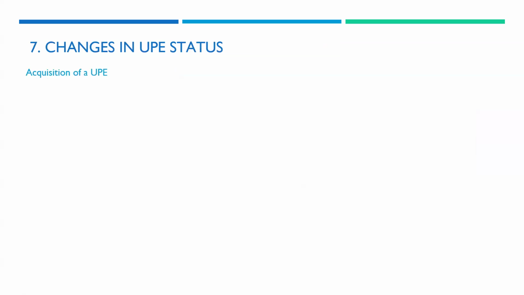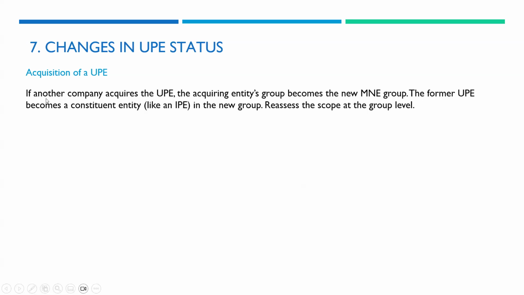But let's say that there are changes in UPE status. Now, we identified the UPE, we looked at multi-parented structures, and we identified the UPE. Now, if there are changes in UPE status, how could changes happen? If that UPE itself is acquired by another person, then it no longer satisfies the definition, right? It would be held by another entity. So if another company acquires the UPE, the acquiring entity's group becomes the new MNE group. The former UPE becomes a constituent entity, and you reassess the scope at group level.